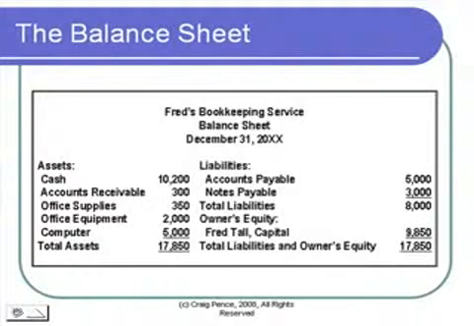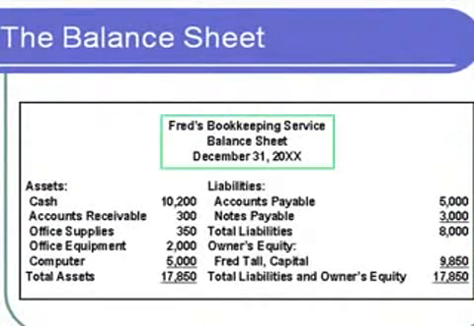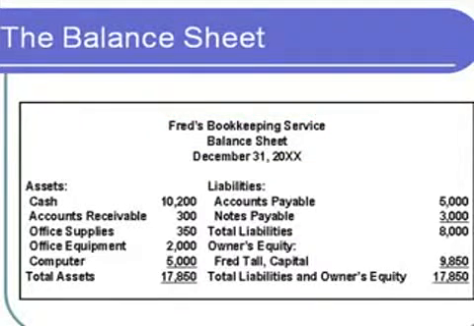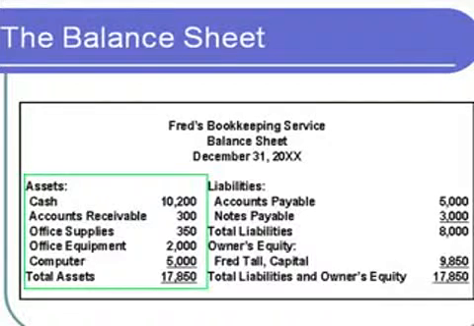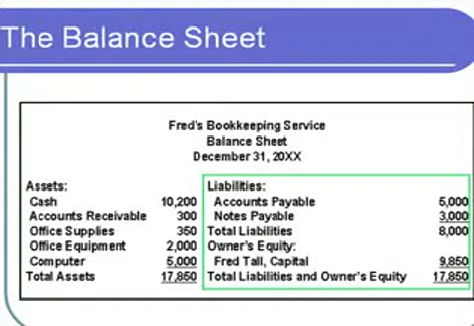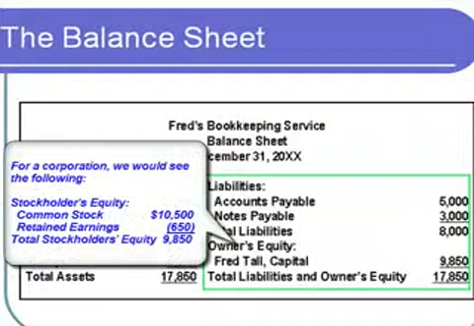When we prepare it, we need a heading with the name of the business. We'll identify the report, and then we'll date it. These are the balances that we have in our business on December 31st of 2000XX. We'll list the balances and put all the assets on one side of the report. When we total them up, we get the total assets, and then we list all the liabilities, total them up, add the owner equity, and then get the total for all the equities in the business.